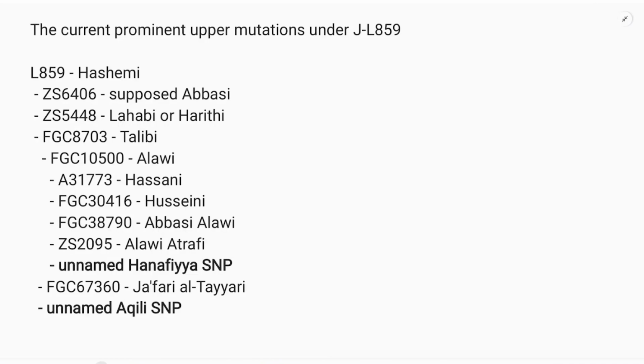ZS5448. So Dr. Hadi al-Amali has noted this as either belonging to the descendants of Abu Lahab or Harith ibn Abdul Muttalib. So that is another error so far, that there is no mutation belonging to one of these sons just yet, but it is possible, and we hope in the future that we will find a distinct mutation for Abu Lahab and a distinct mutation for Harith.